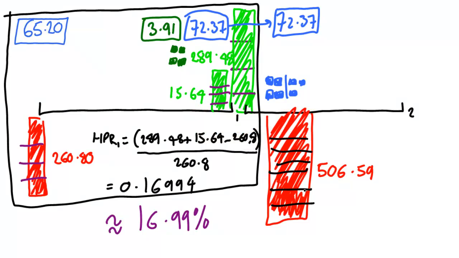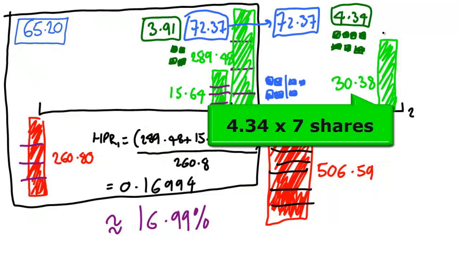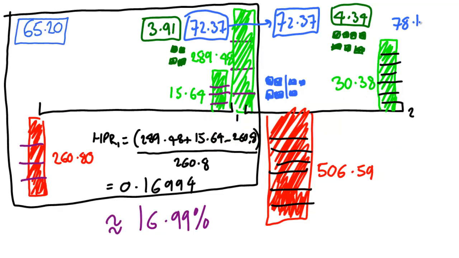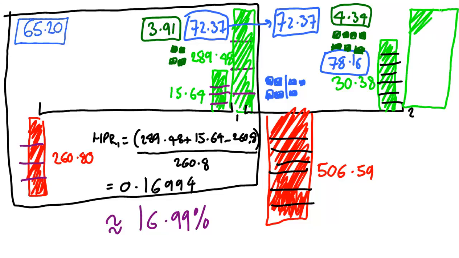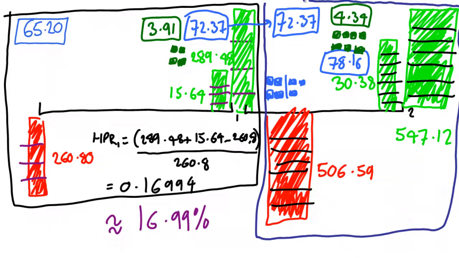$506.59. At the end of the second year, FLY announces a second dividend of $4.34 per share. So this means Sean gets this times 7, which is a cash income of $30.38. And at the end of the second year, the share price also goes up to $78.16. So we multiply this by 7 to get to an end value for our HPR of $547.12. We can now work out this second holding period return, or HPR2.